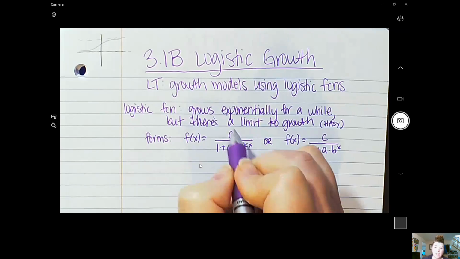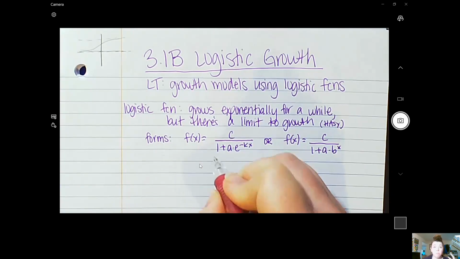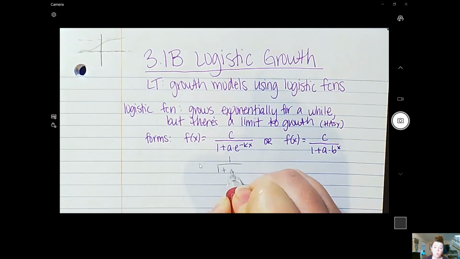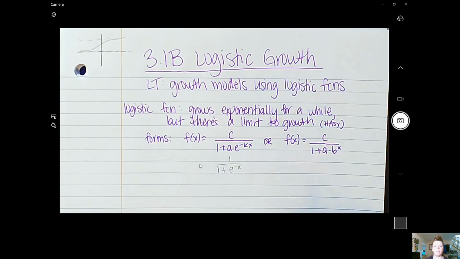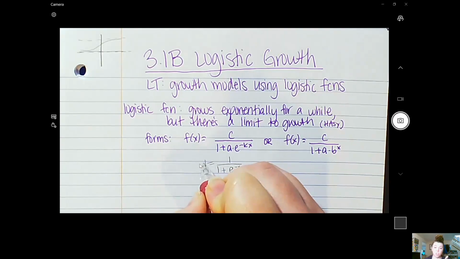This is the one that you had to memorize for the 12 basic functions, except it was the basic one, so everything was as simple as possible. So the c was 1, the a was 1, and the k was 1. So it looked like this. The c was 1, the a was 1, the k was 1. This is the one that you memorized for the 12 basic function sheet.